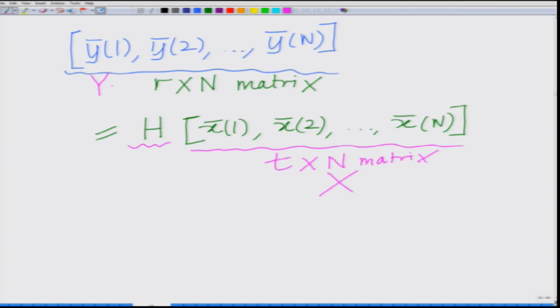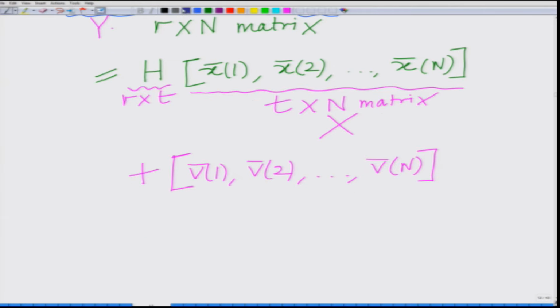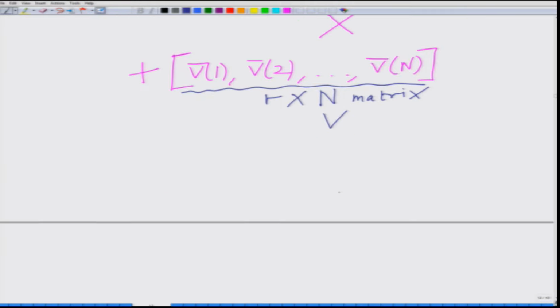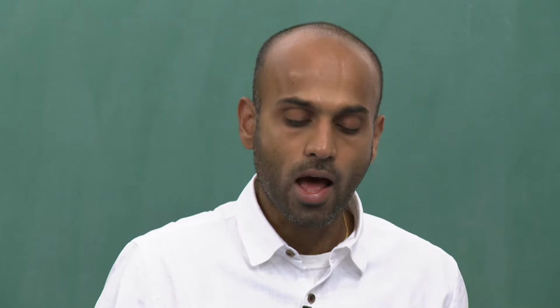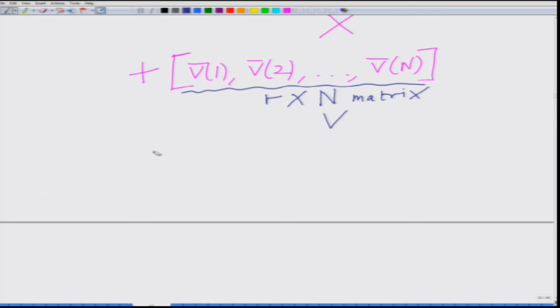Of course, H is your channel matrix, which is still your r cross t matrix, plus of course, I have a noise matrix, which is v bar 1, v bar 2, up to v bar n. This consists of n vectors which are r dimensional, so this is an r cross n matrix again, and let us call this V. And therefore, after we concatenate the n transmitted pilot vectors and the corresponding n received output vectors y bar 1, y bar 2, y bar n, I can write the system model as Y equals H X plus V, correct.